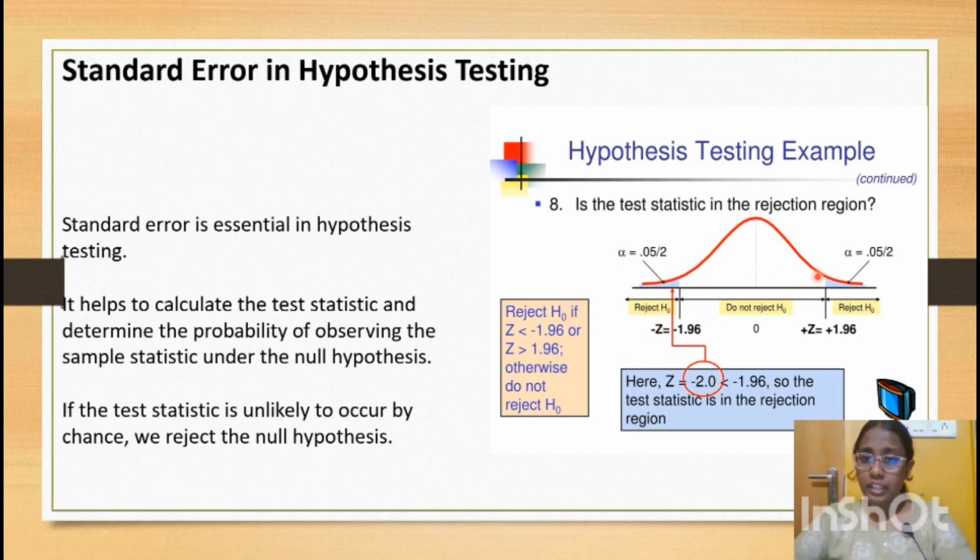Here is the curve. The test statistic falling in the rejection region means we reject H0 if Z is less than minus 1.96 or greater than 1.96. Otherwise, do not reject H0.